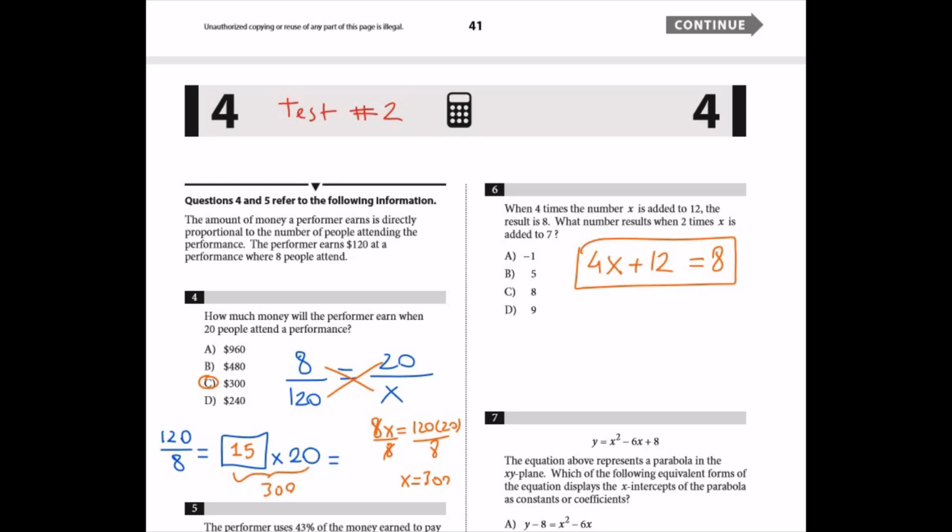What number results when 2 times x is added to 7? Is what number? So let's call it another variable, y.